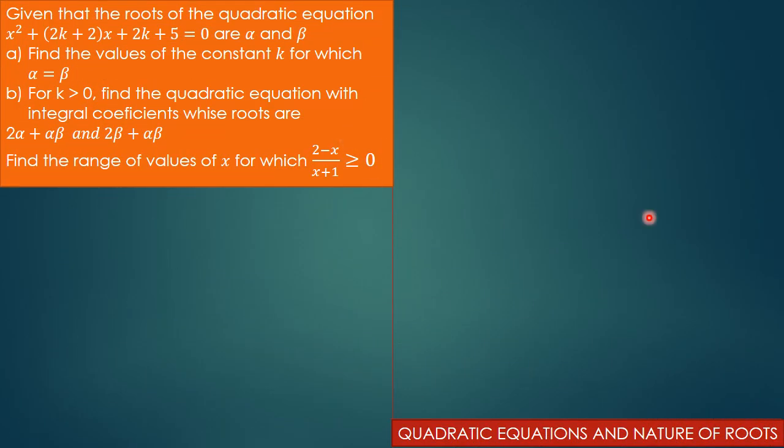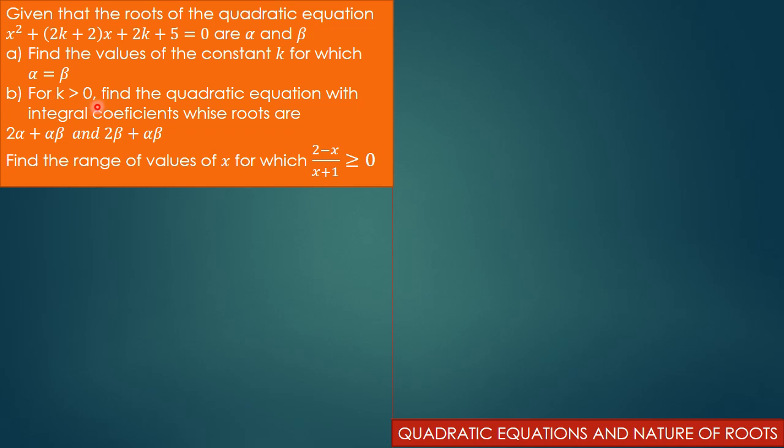Awesome, guys, great. So now the next question, that's question 2, is saying that given that the roots of the quadratic equation x squared plus 2k plus 2 times x plus 2k plus 5 equal to 0 are alpha and beta, find the values of the constant k for which alpha equal to beta.